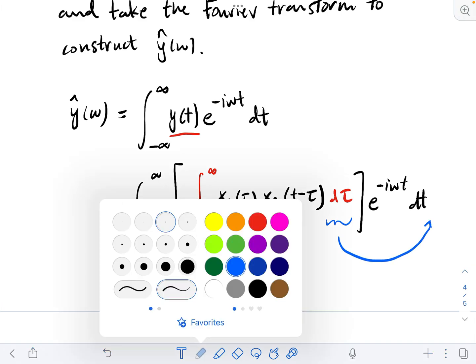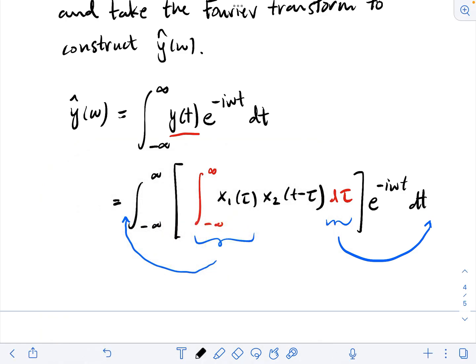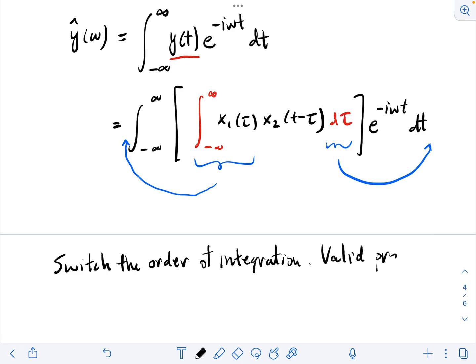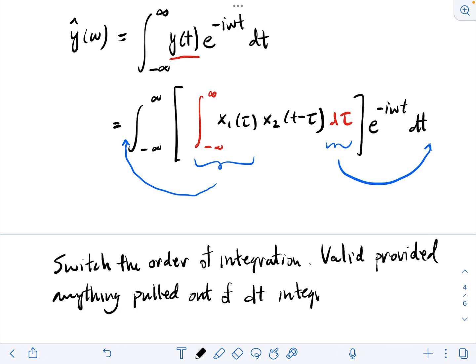All right, so in words, what we're going to do is switch the order of integration, and this is valid provided anything that's moved outside of the time integral doesn't have any explicit time dependence. Anything pulled out of the dt integral does not have a dependence on time.